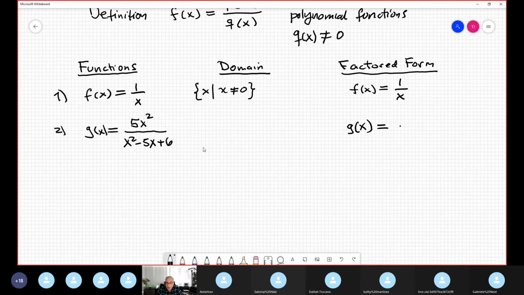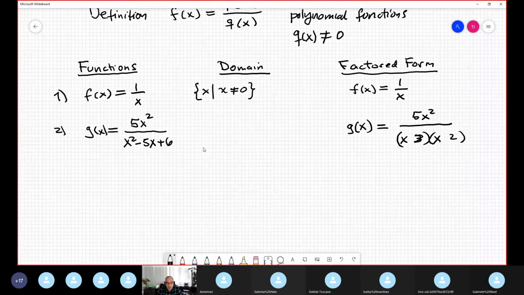Well, on the top, there is nothing to do. It stays the same because it's a monomial. But in the bottom, no, we can factor that trinomial. And the factorization of this trinomial, I know, is two binomials. And the combination is 3 and 2, because 3 times 2 is 6, and somehow 3 plus 2 is 5, and both negative, right? Okay, this is the factored form. It is equivalent, algebraically, to the original given.